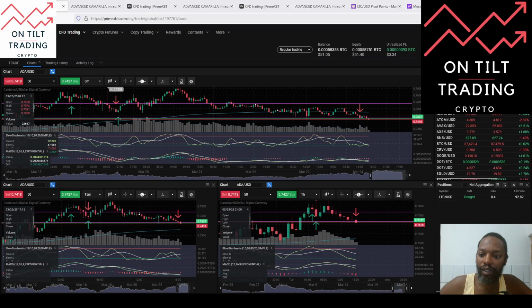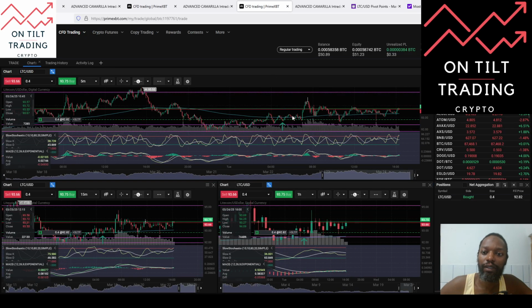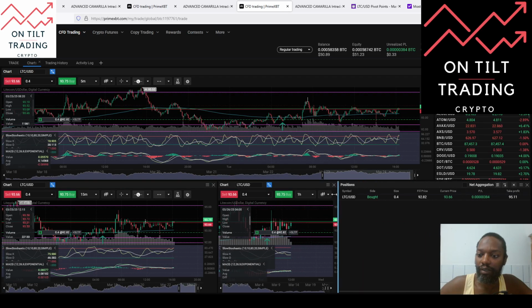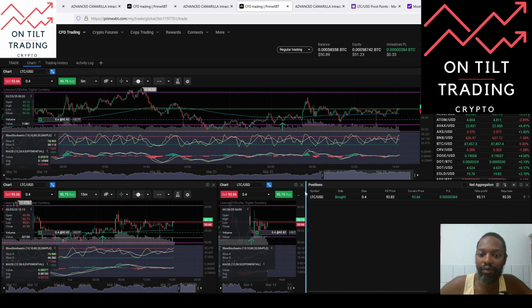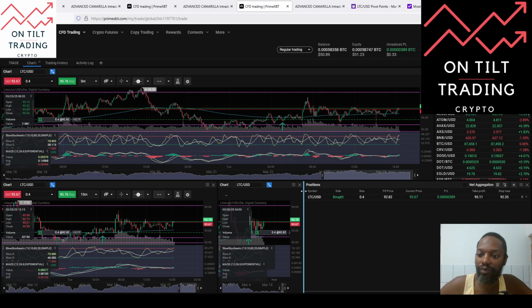Litecoin, which I'm currently in here. So I'll do a video on this later, but just wanted to show my last position that I have going, which we'll see how this goes. But this is my position right now on Litecoin. 50-cent risk, just like on the other two currency pairs, Cosmos and Cardano.